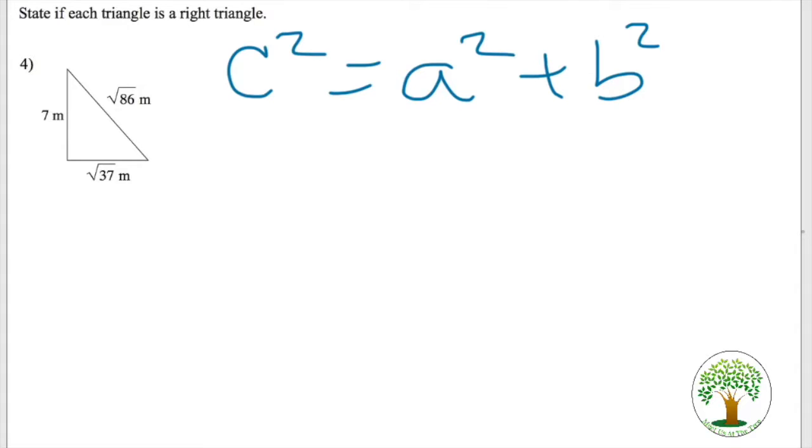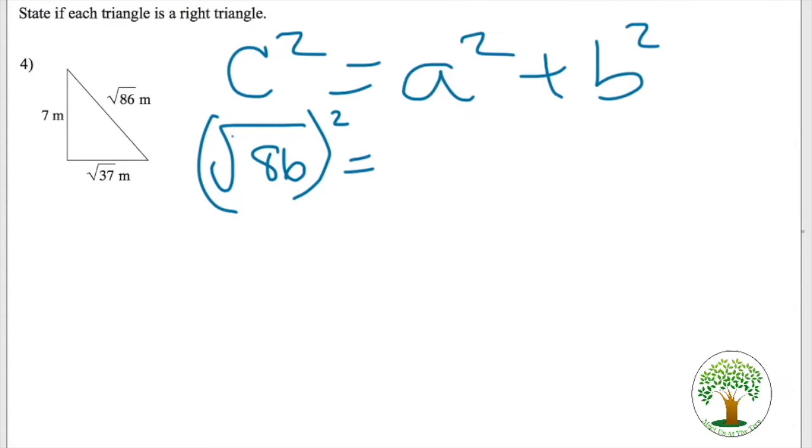If I made that under a square root, it would be the square root of 49. And so this one's the biggest, okay? All right, so we're going to put square root 86 in here, and we're going to square it. These two are the legs.